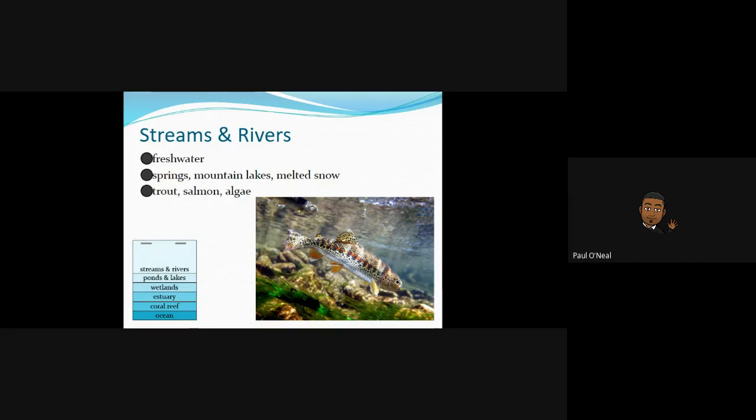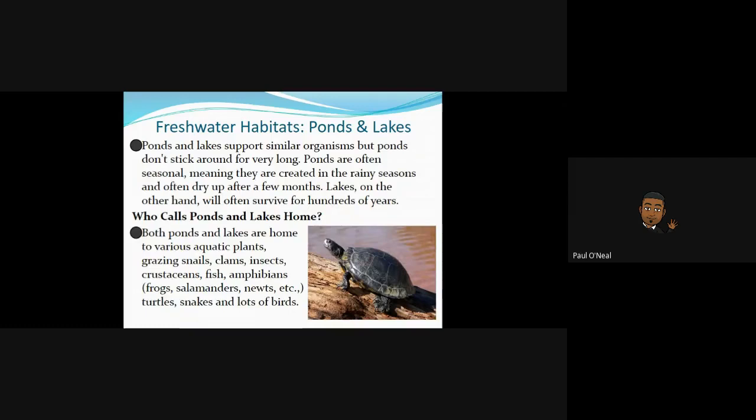And of course, we have next freshwater habitats for ponds and lakes. Wow, ponds and lakes support similar organisms, but ponds don't stick around for very long. Ponds are often seasonal, so that's crucial to remember, meaning that they are created in the rainy seasons and they often dry up after a few months. It's typically smaller. They're not a large body of water. Lakes, on the other hand, will often survive for hundreds of years, mainly because they're larger bodies of water.